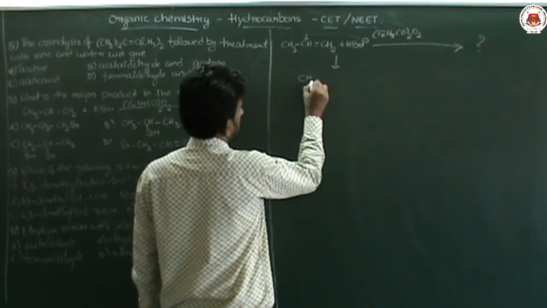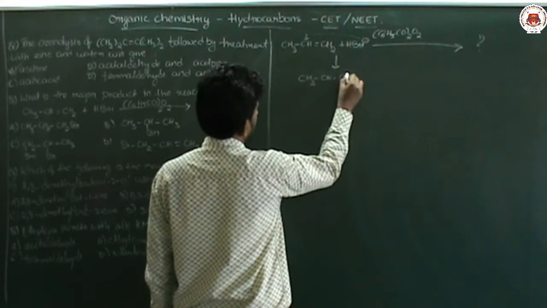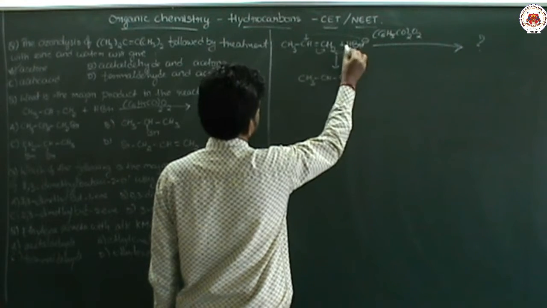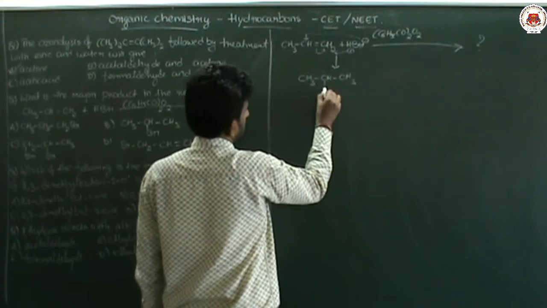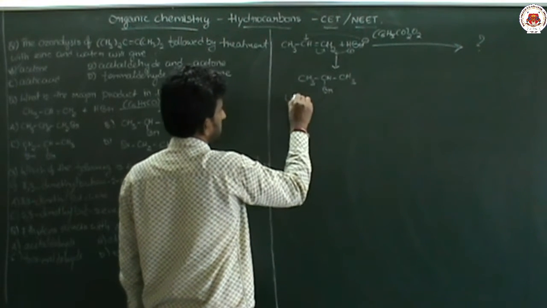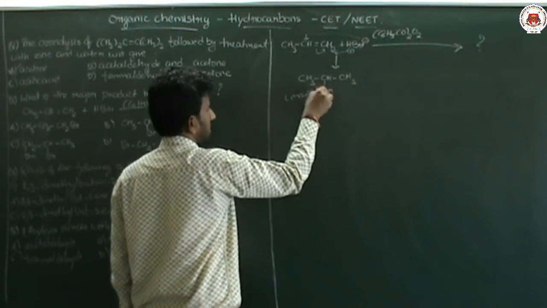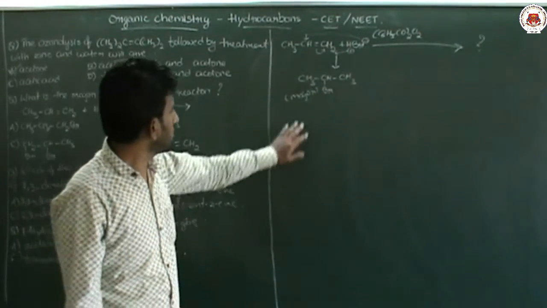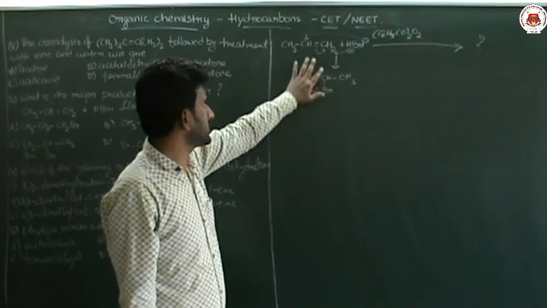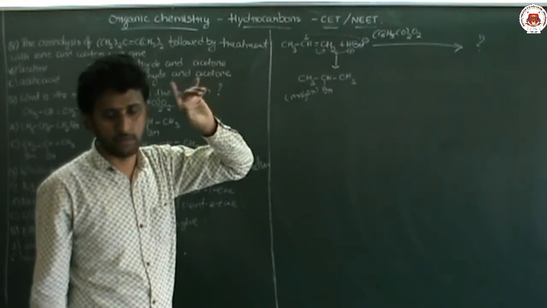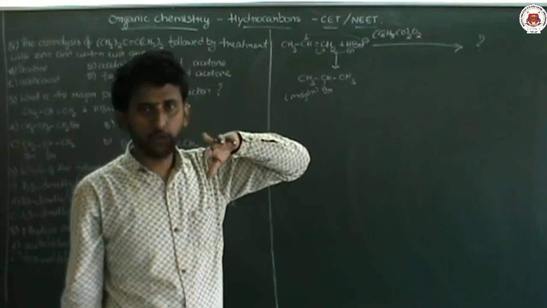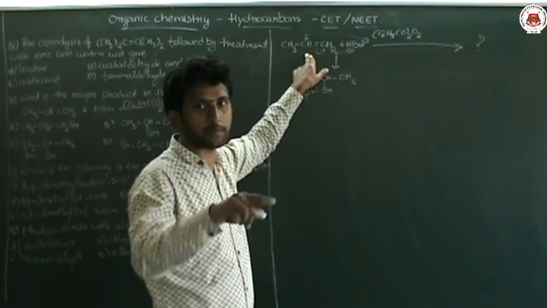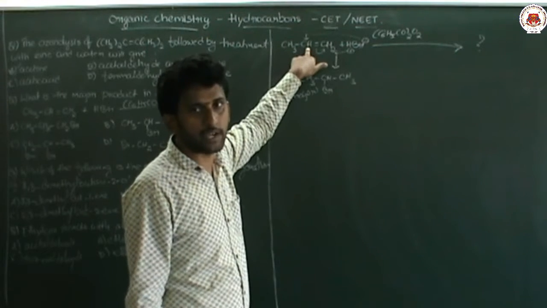So, without benzoyl peroxide, if you carry out the reaction, then 2-bromopropane is the major product, which is according to Markovnikov addition. What is Markovnikov addition? The negative part of the addendum or the reagent should get attached to the sp2 carbon that contains less number of hydrogen atoms.